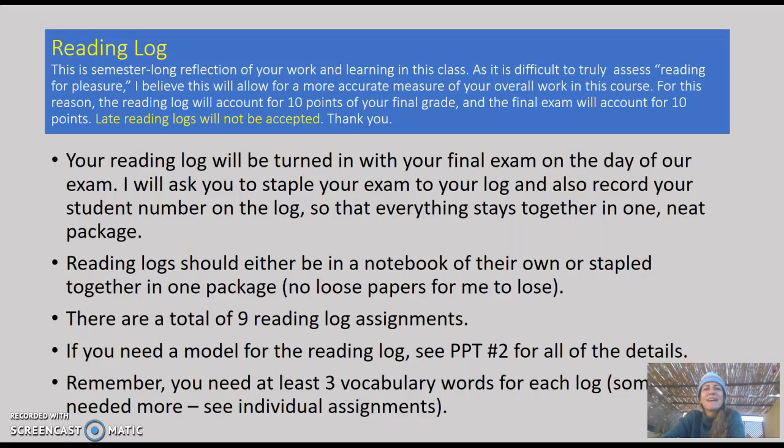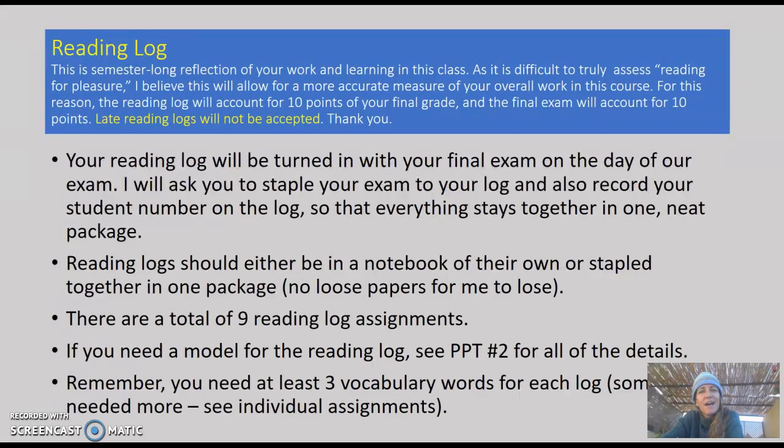And then finally, I want to review the reading log. So those 3 pieces of the final exam will take up the 90 minutes to 2 hours that you are allotted. The reading log is something you have hopefully been working on throughout the semester. And as I indicated at the top of this slide, this is a semester-long reflection of your work and learning in this class.